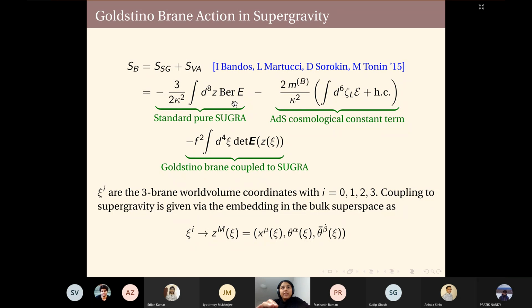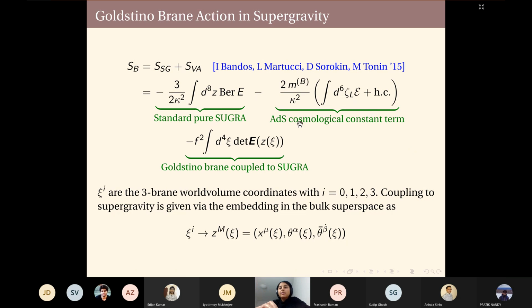So the first piece is given like this. Here, this is the standard pure supergravity piece. Here, kappa squared is Newton's constant, and this z is a coordinate that exists in the whole superspace. Which means there are 4 space-time coordinates, 2 chiral coordinates, and 2 antichiral coordinates. That's why you have 8 coordinates in total. And here, this E is some kind of an invariant one-form, and you take the Berezinian, which is like just integrating the volume element.